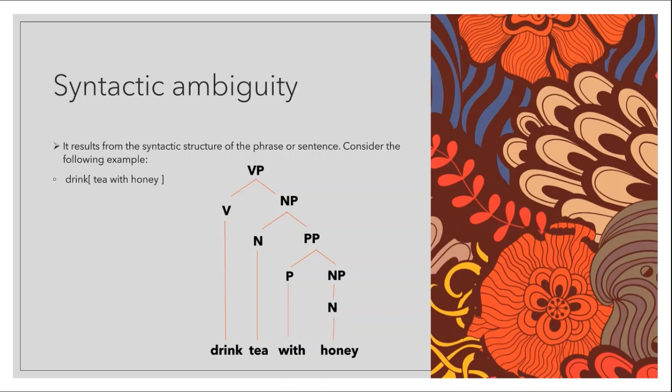Today we're going to talk about syntactic ambiguity. So without further talking, let's get started. It results from the syntactic structure of the phrase or sentences.